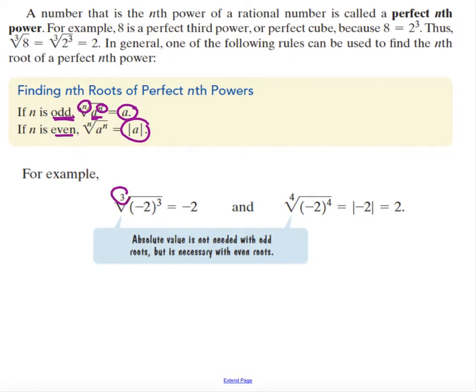Index is odd, index and power match up, so you're left with negative 2. All right. Index is even, index and power match up, negative 2. Take the absolute value of negative 2; the absolute value of negative 2 is 2. So be careful on these. This is when you have a perfect nth root power. Look at seeing if you have an index that's either even or odd.